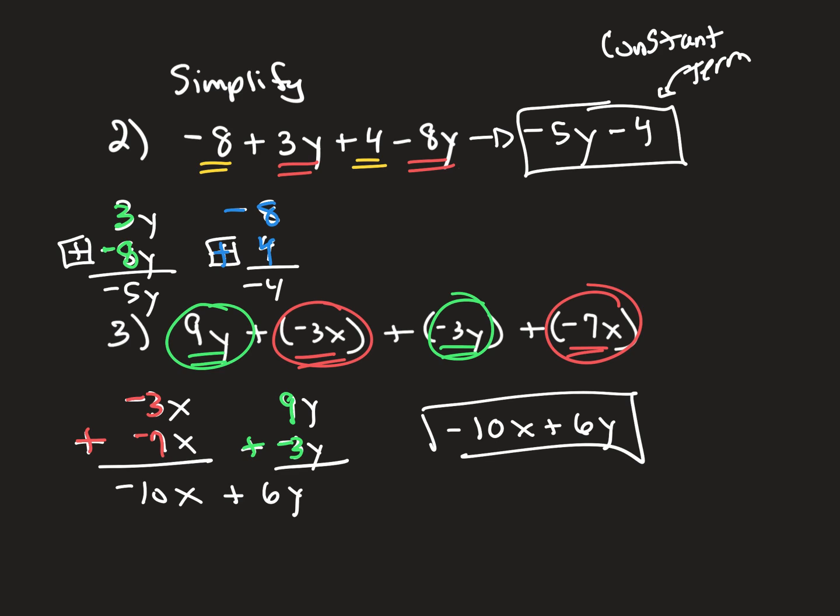Now, something that's good to know is the number that's being multiplied to the variable is called a coefficient. So the coefficient of the x term is negative 10. Here, the coefficient of this y term is a 6. Here, the coefficient of this y term is a negative 8. Here, the coefficient is a negative 7. So understanding the word coefficient is important, and then also understanding how many terms are in an expression. So again, there are 1, 2, 3, 4 terms. Terms are separated with addition and subtraction symbols.